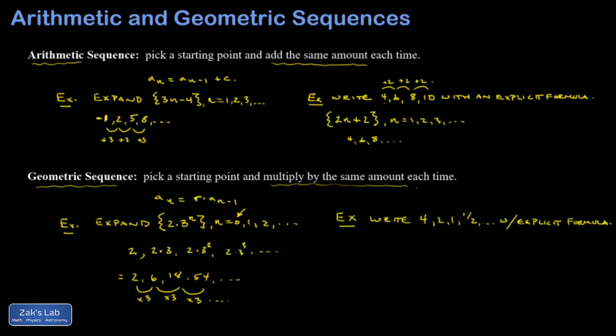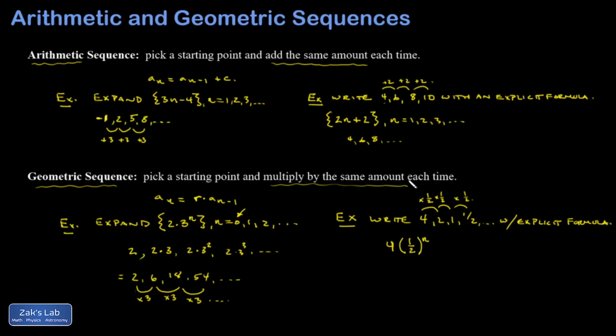I want to write the sequence 4, 2, 1, 1/2, etc., with an explicit formula. So what's happening here is that we're dividing by 2 every time. Or I could say I'm multiplying by this common factor of 1/2 every single time. All right, so how do we get it written as an explicit formula? I want the thing to start at 4. And then I want to multiply by 1/2 every time n ticks up by 1. So one way to do this is to just write down 4 times 1/2 to the nth power.